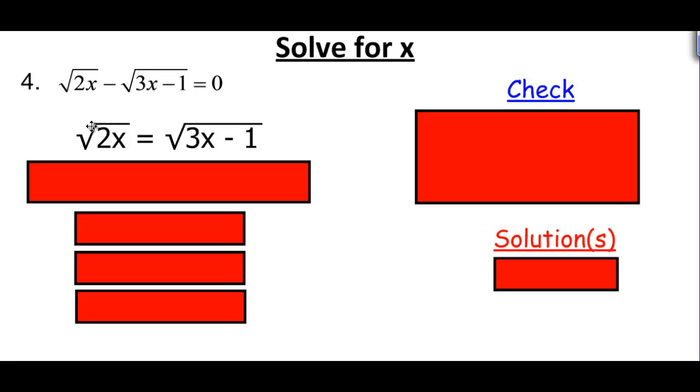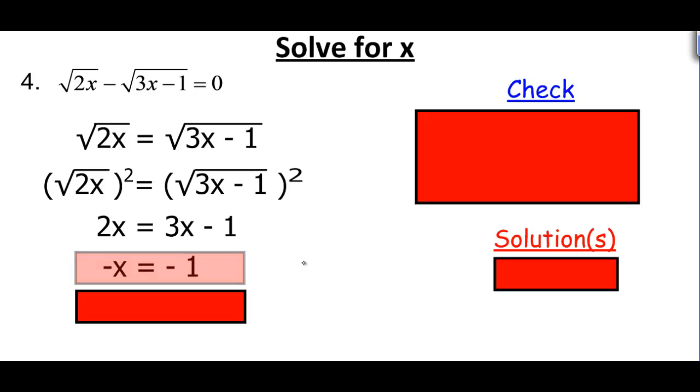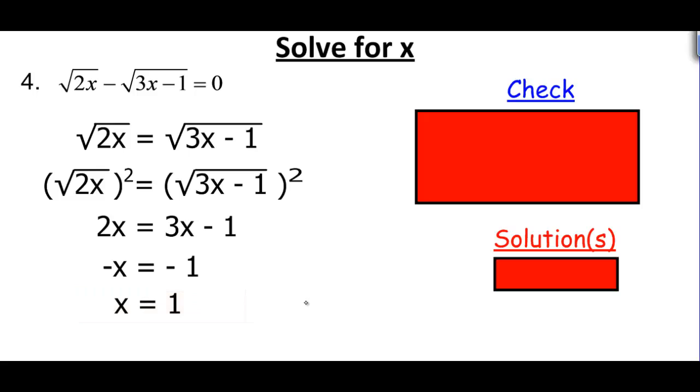Now that I have this, I notice that the index of both are the same, both at 2. So what I'm going to do is square both sides. And when you square a square root, the nice thing is it goes away, so I'm left with a 2x on the left-hand side and a 3x minus 1 on the right. Now I'm just going to combine my x's by subtracting 3x from both sides, and then my last step is to divide by -1.